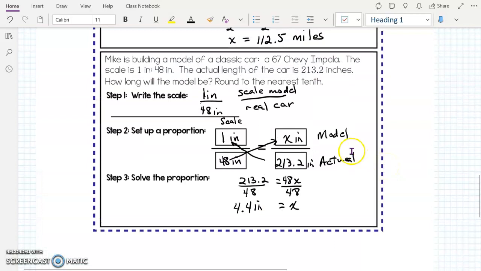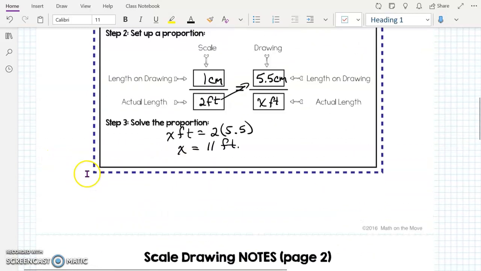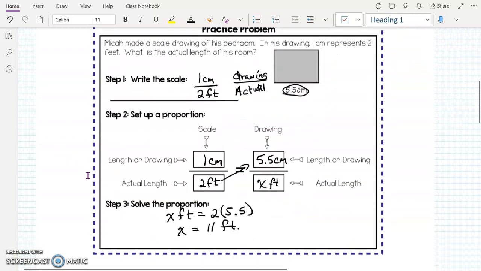Okay guys, that concludes our lesson for today. I hope this was helpful. Just remember that whenever you're setting up your proportion for scale factors, you want to set up your scale on one side with the drawing measurement on top, the actual length on the bottom. On the right side, you want your drawing length on top, your actual length on the bottom, and then you just cross multiply and divide to find the missing part.